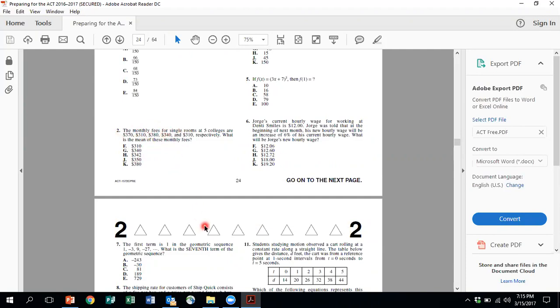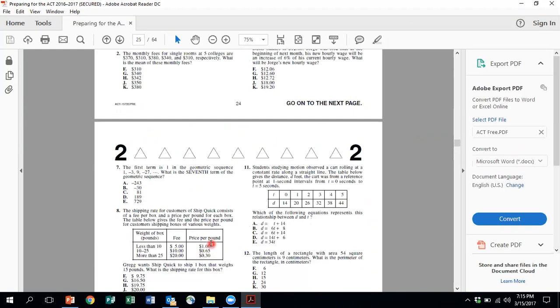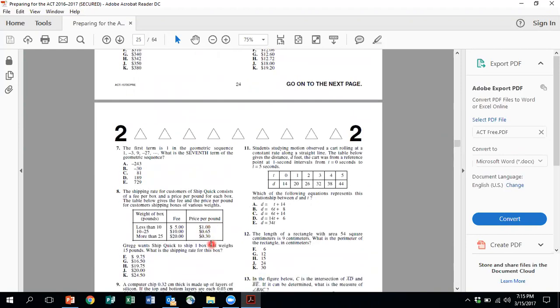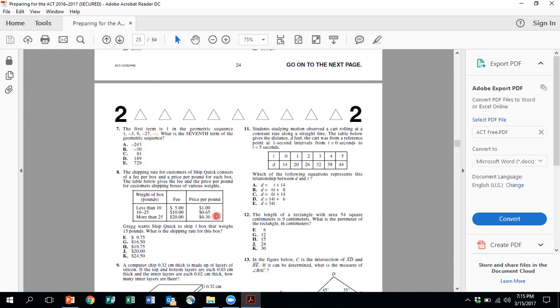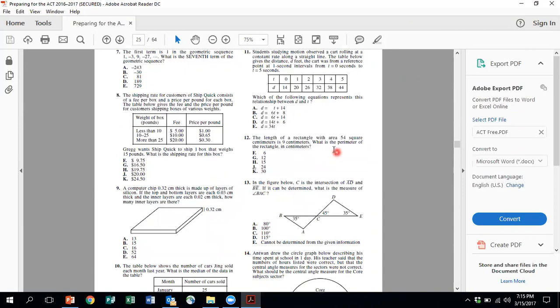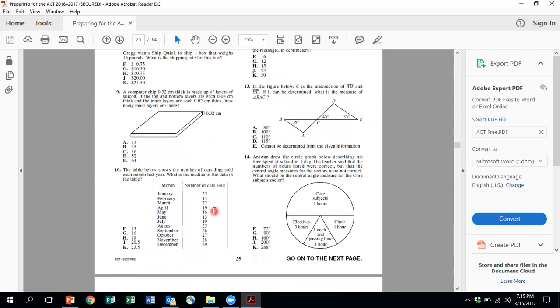Okay, so you can do things multiple ways, but back solving is something you can do quite often. What is the 7th term of the geometric sequence? You can back solve here, but it might be easier to do it from the front end. But again, you can back solve. What is the perimeter of the rectangle in centimeters? You can back solve. It's something specific.